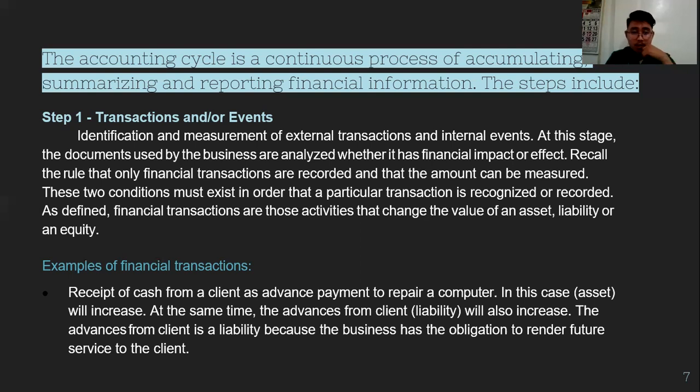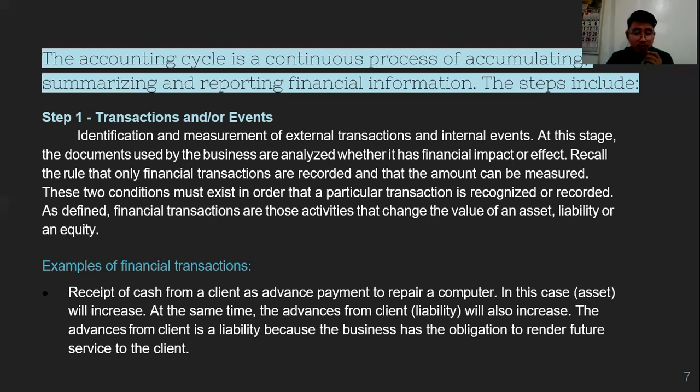So the asset will increase at the same time the advance from the client. Okay? Kasi sabi dito, cash from the client as advance payment. Ibig sabihin, hindi pa natin nagagawa yung service to the client. So, we have a liability from the client na dapat nating ibigay. Okay? So, it will proceed to liability. Okay? So, it will also increase.